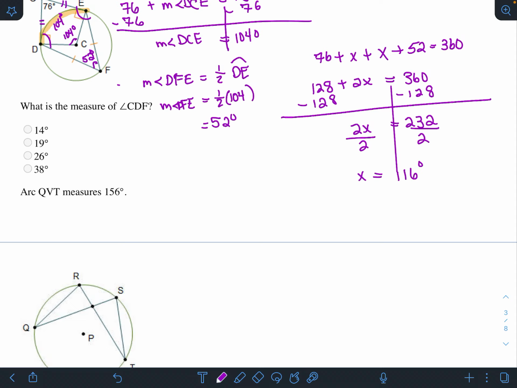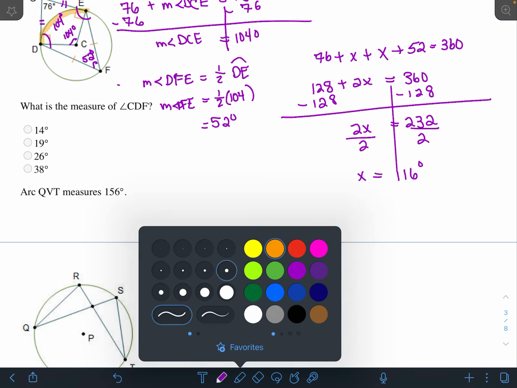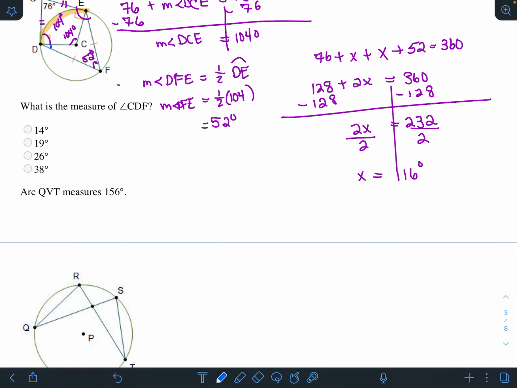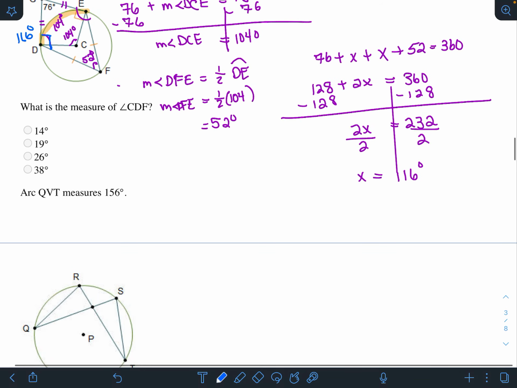116 degrees. Okay, now what it's asking for is the measure of this angle CDF right here. So this small little angle. And I know that the whole measure of the angle is 116 degrees. So this is 90 degrees of it, that portion right here. So to solve for that little portion, we're going to take 116 minus 90, and that gives me 26 degrees.